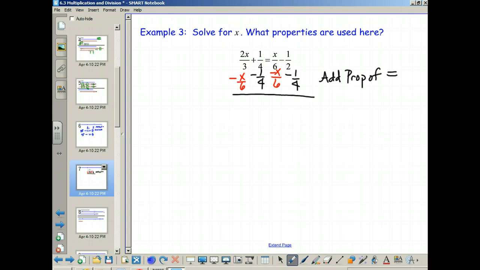Well, let me first identify that this right here is going to become 0, and this is going to become 0. Oops, I made a mistake there. The one marked out correctly. This one's going to become 0. That's happening because of the additive identity and inverses property. Let's write that a little bit better.